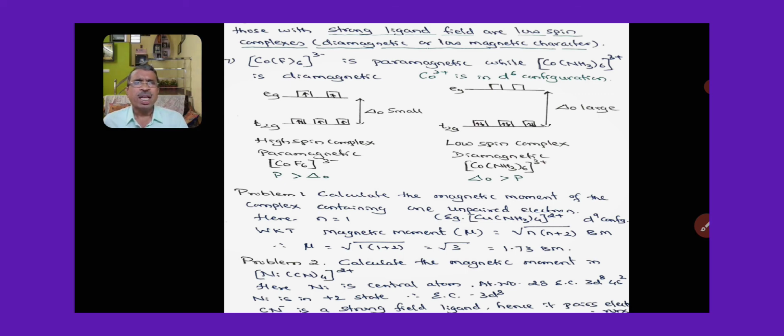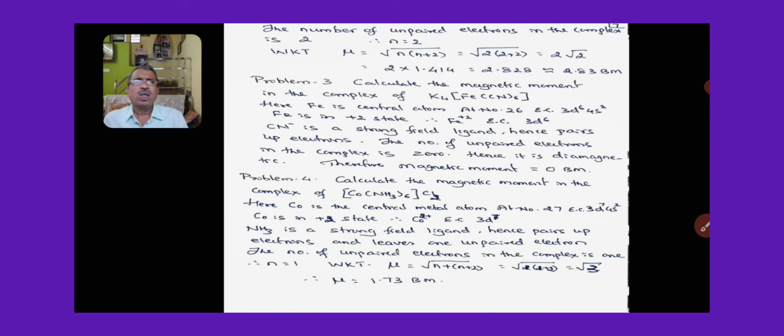In this, the atomic number of nickel is 28. Its electronic configuration is 3d8 4s2, and cyanide is a strong field ligand, and also nickel is in the +2 oxidation state. Therefore, the electronic configuration becomes 3d8. Cyanide is a strong field ligand, as I said, hence it pairs the electrons. When it pairs the electrons, the number of unpaired electrons in this system will be 2. So when 2 unpaired electrons are there, the magnetic moment will be 2.83 Bohr magneton.